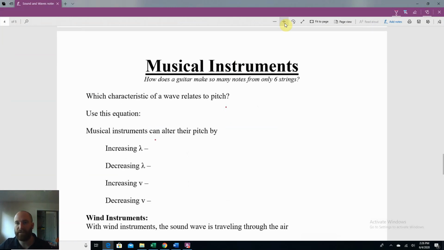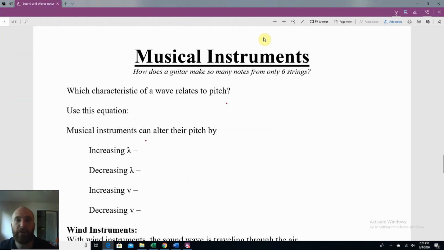What an instrument does is it creates sound, and it creates sound of specific frequencies. You want it to play the note that you're trying to make, because if it made random notes, then you wouldn't be very good at making music.